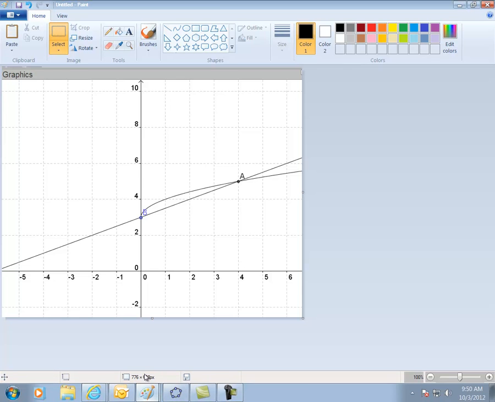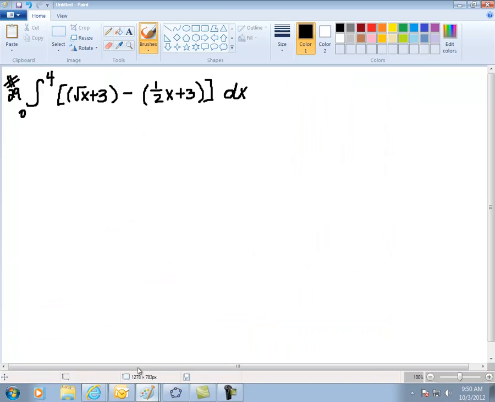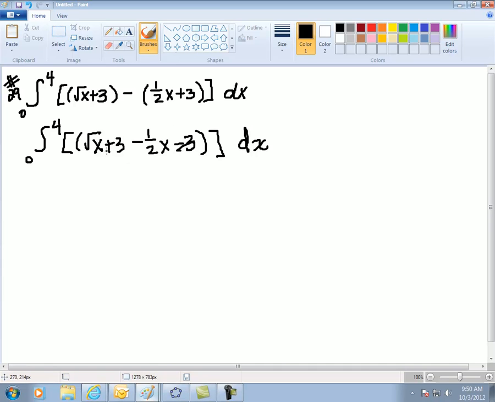So if I set up that integral, notice the square root function's on top, and we're going from 0 to 4. So I get 0 to 4, my square root of x plus 3, subtract off my linear function, which is 1/2 x plus 3. Again, for my first step here, I'm going to just simplify my algebra: square root of x plus 3 minus a half x, and then subtract 3. So that helps some. My 3's are going to cancel each other out. And so I'm actually integrating from 0 to 4, square root of x minus a half x dx.